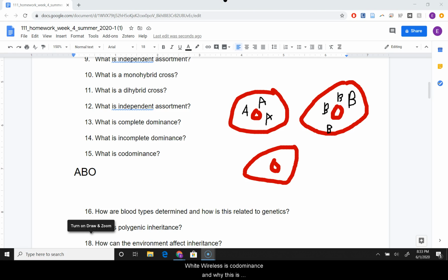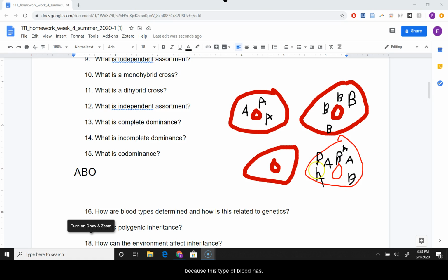But why this is codominance, and why this is kind of interesting, is you can be type AB, which means that each blood cell has a bunch of A flags and a bunch of B flags saying, hey, I'm type AB blood. That is a great example of codominance because this type of blood has both versions fully expressed on it. It's not a combination of phenotypes. It is both versions being fully expressed.